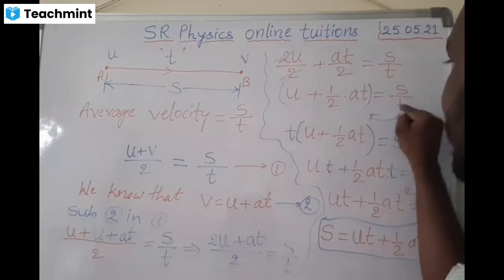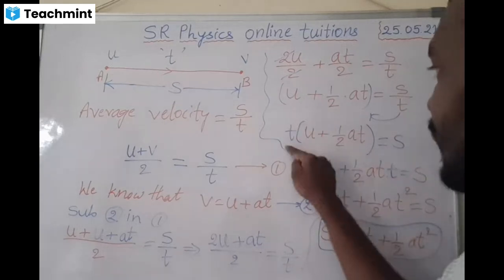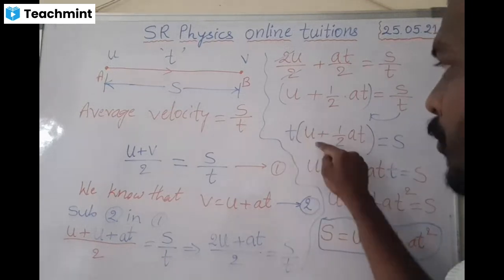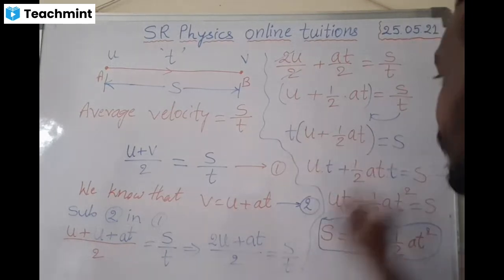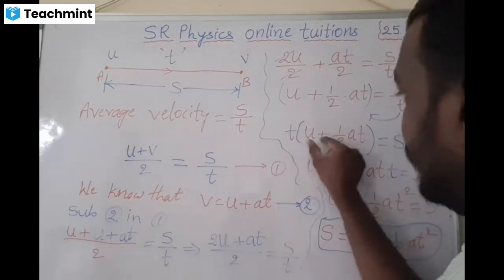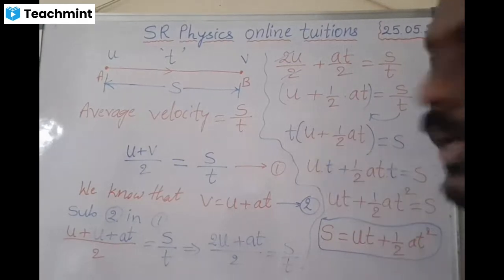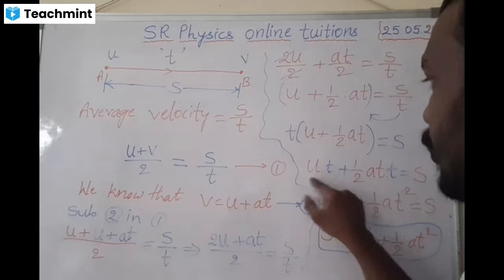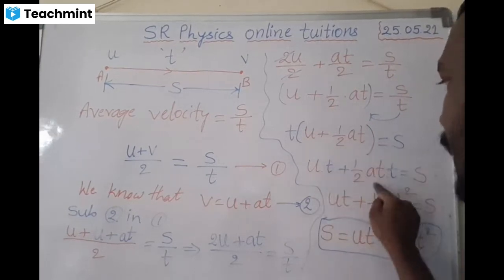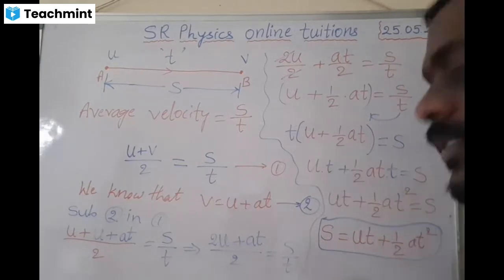Now here this t is there, right? I'm taking this t to this side. Then t into u plus at by 2 is equal to s. Then I'm multiplying this t with the first term and the second term, for both terms. So that is u into t plus half into a into t into t, is equal to s.